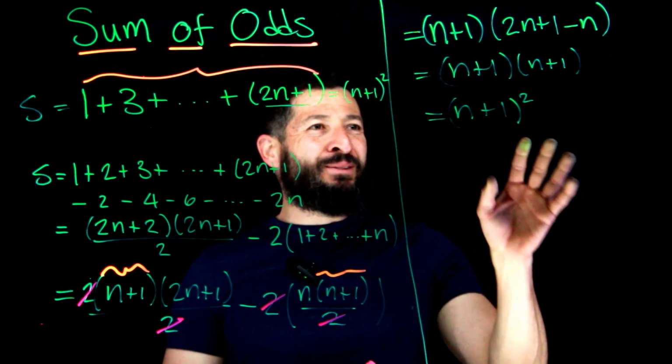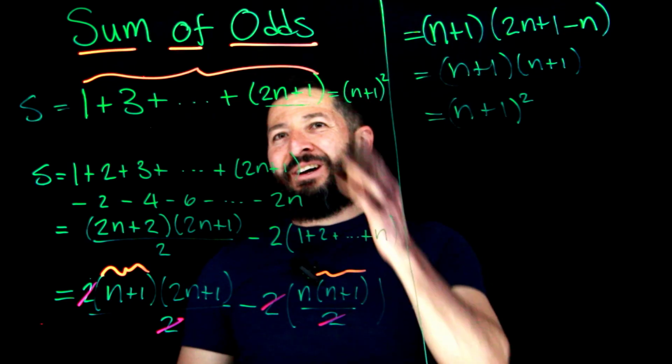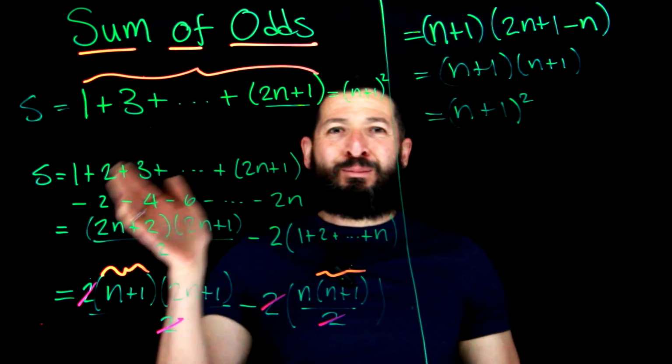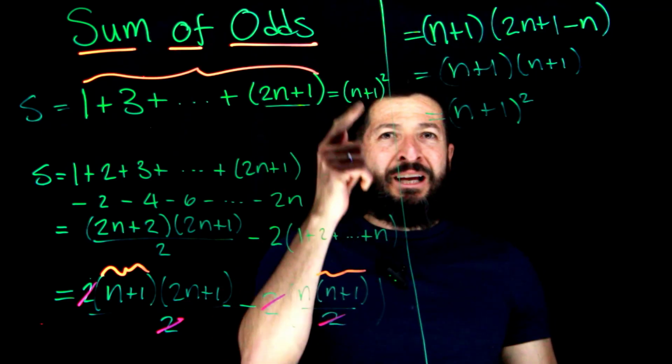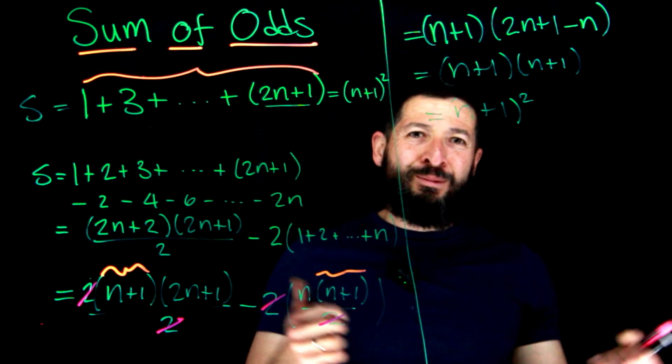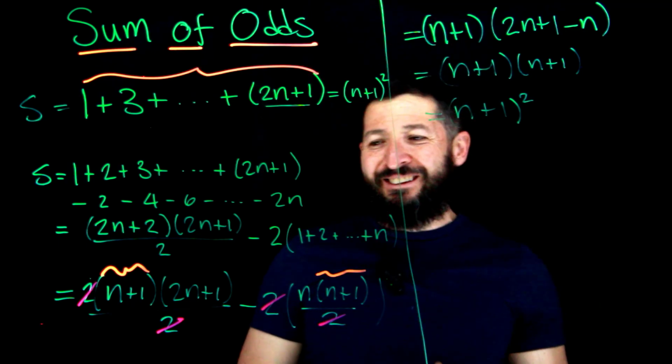Alright, well, we were able to give then 3 different proofs of the fact that adding 1 plus 3 plus all the way to the nth odd would be n plus 1 squared. I hope you enjoyed that, and thank you for watching, and I'll see you in the next one.